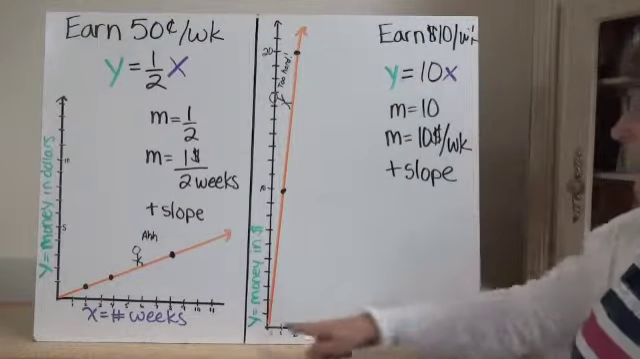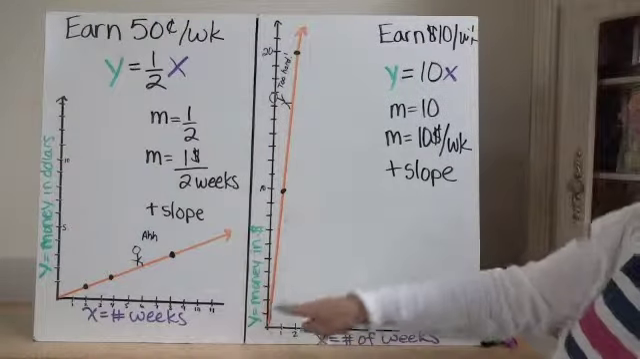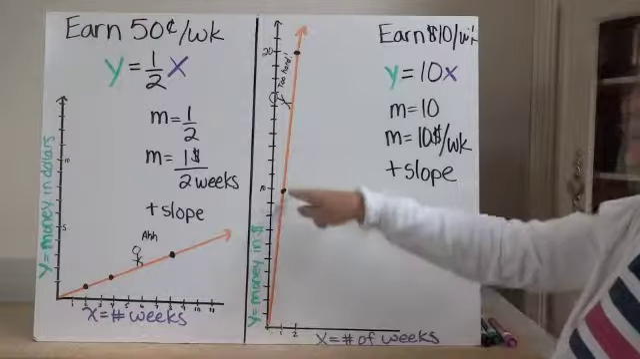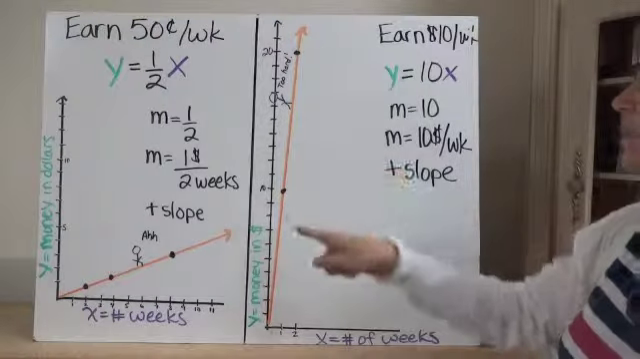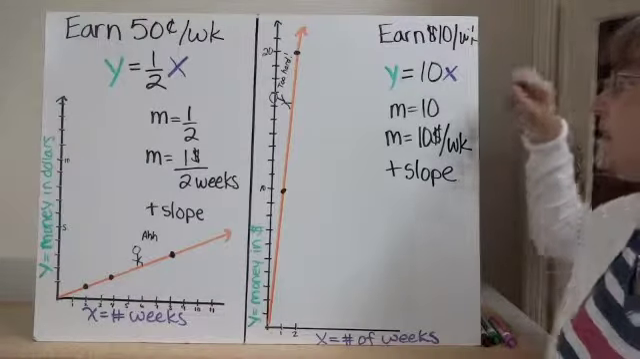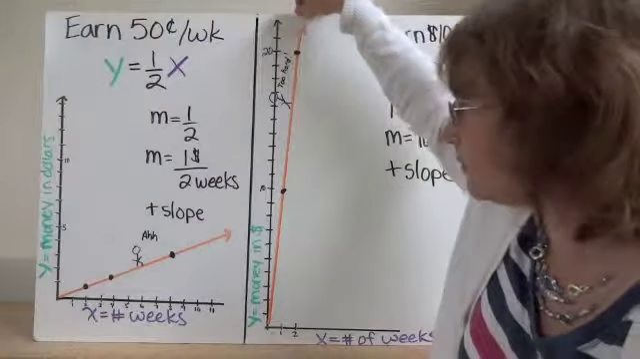My slope is 10. As you can see, this slope is really steep as I go from left to right, because when I just work 1 week, I've gone all the way up to 10, and 2 weeks takes me up to 20. It's a tough climb. My slope is definitely greater, and it is a positive slope.